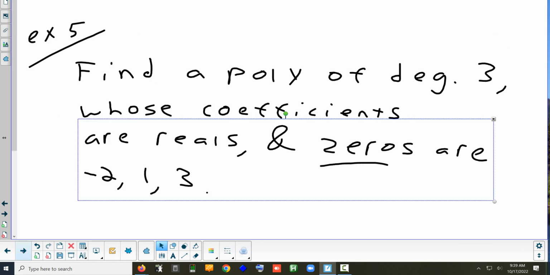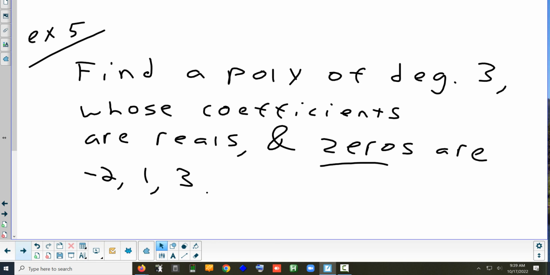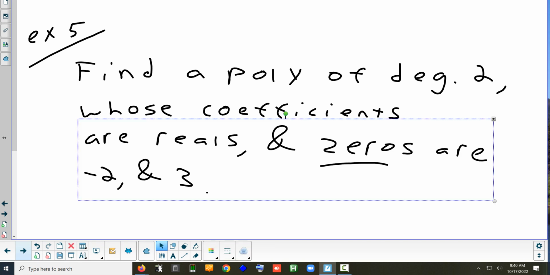Let's try this one. Let's just make that 2. So degree 2 means it's a parabola, means it's a quadratic. So I basically want you to find a parabola that crosses the x-axis at -2 and +3. So these are my roots. These are my zeros.